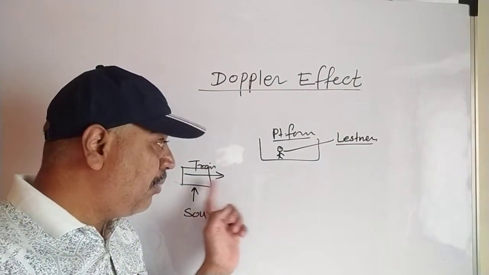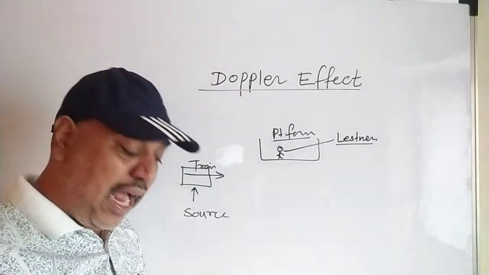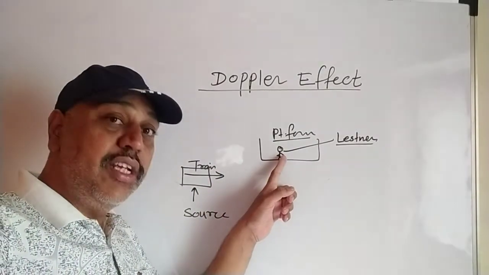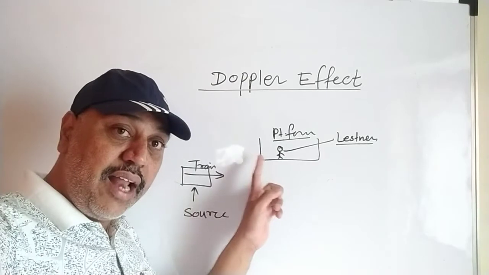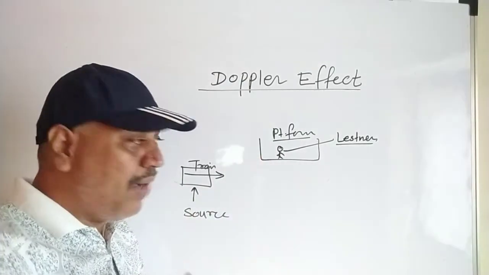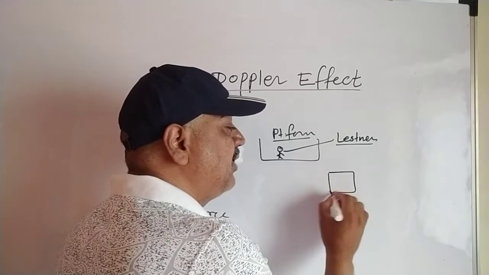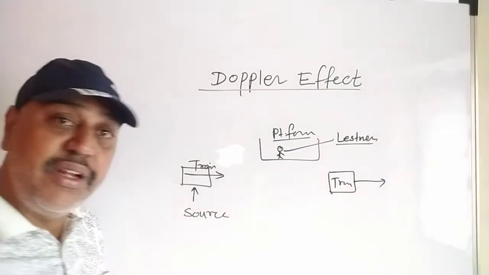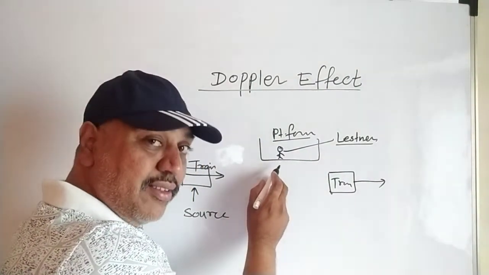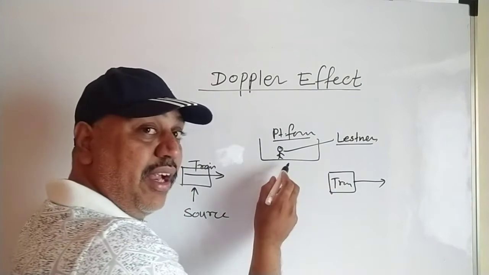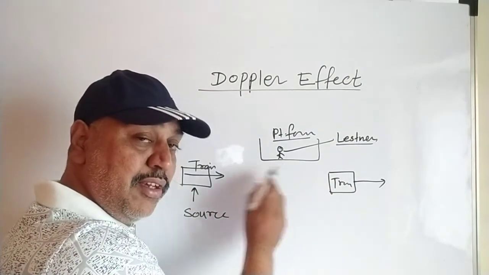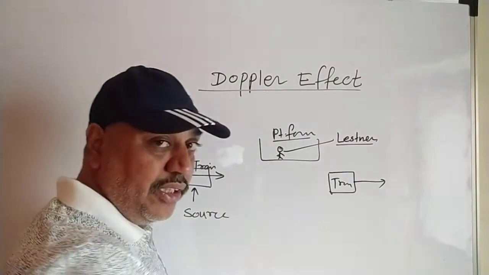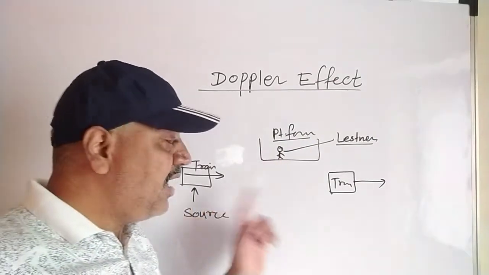So when the train comes toward us, it is seen that as the train comes close to us, the intensity of sound heard by the listener is much more, as the train is arriving toward the listener. If the train is moving away from the listener, the intensity of sound heard by the listener decreases. As the train is moving away, the intensity decreases, but when the train is coming toward the listener, the intensity increases. In this case we have seen the listener is steady and the train is moving.